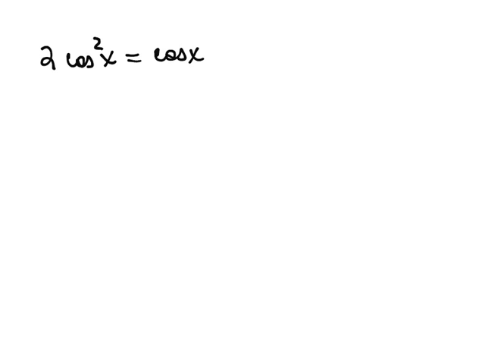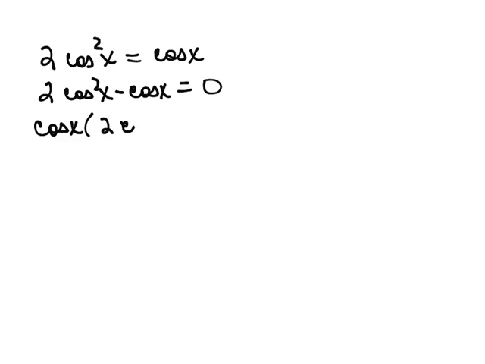2 cosine squared x equals cosine x, and we want to solve for x. So notice that we have cosine on both sides of the equation, so I'm going to move them all to the same side. And I can do that by subtracting a cosine x from each side. And then because I have two terms that both have a cosine in them, I'm going to factor that cosine out. And that will leave 2 cosine x minus 1 equals 0.